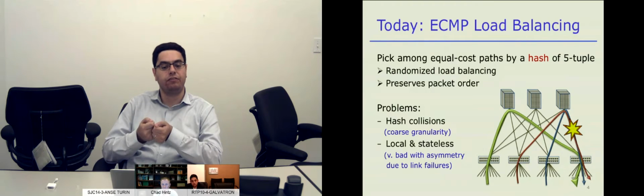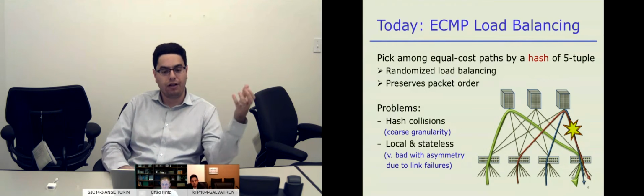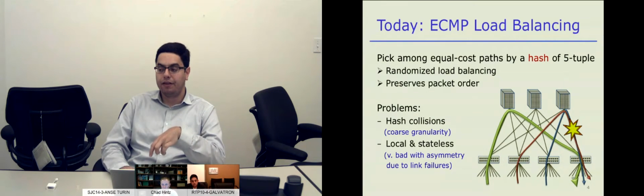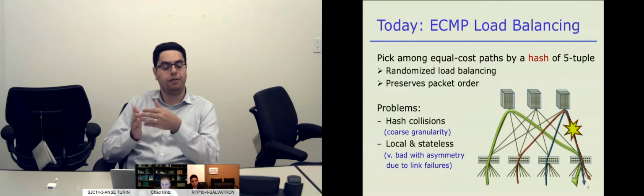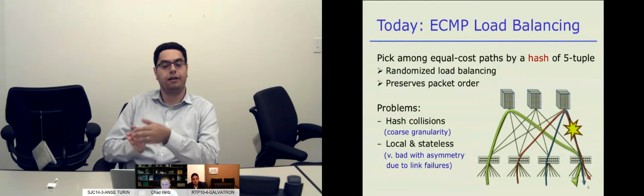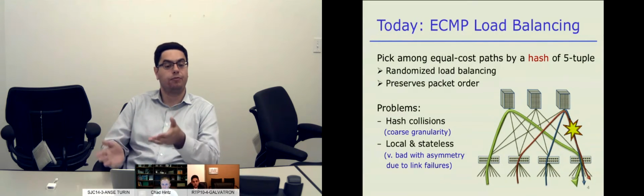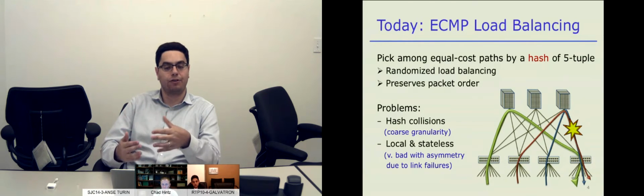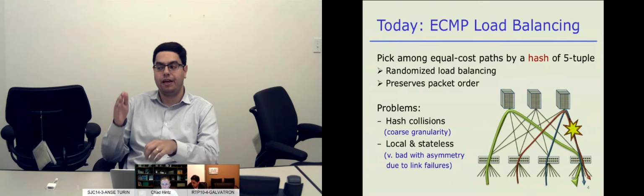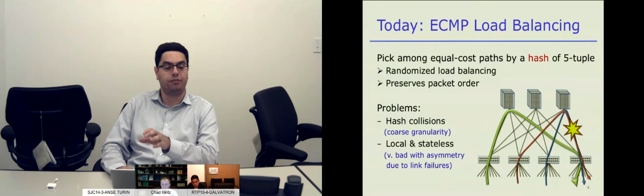This hash-based decision has nothing to do with the actual state of congestion in the network at that instant of time. And this sort of stateless decision can mean that ECMP can perform really poorly if the topology isn't perfectly symmetric. So even if there are a lot of flows in the network, so that the hash collision problem, the granularity problem of ECMP, isn't really there, it can still perform really poorly if the topology becomes at all asymmetric.